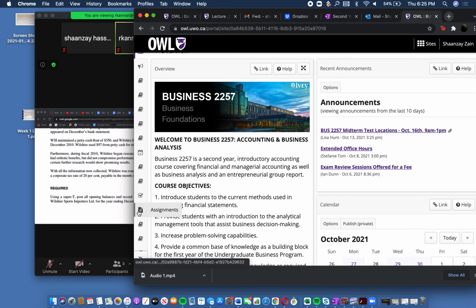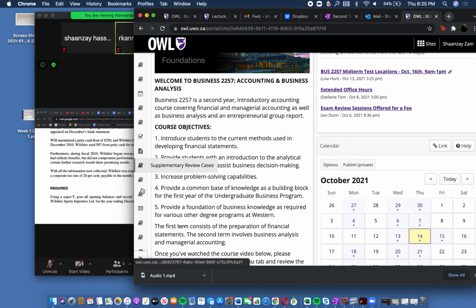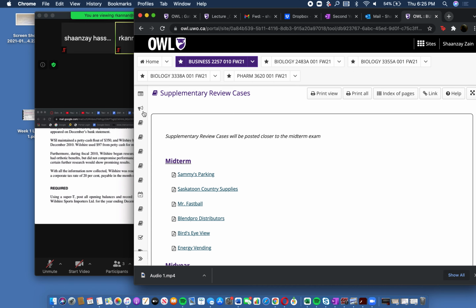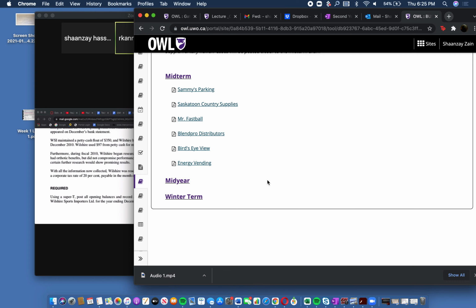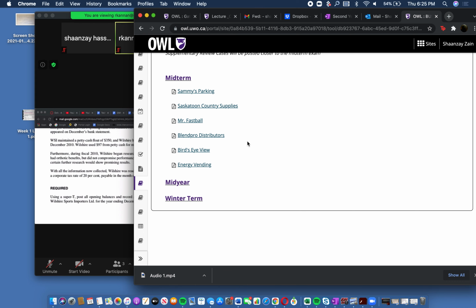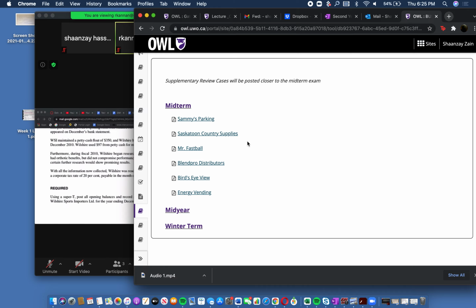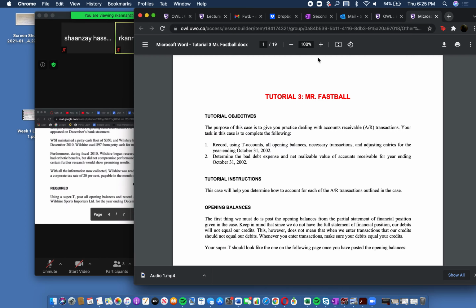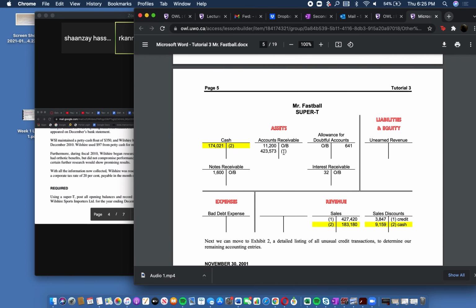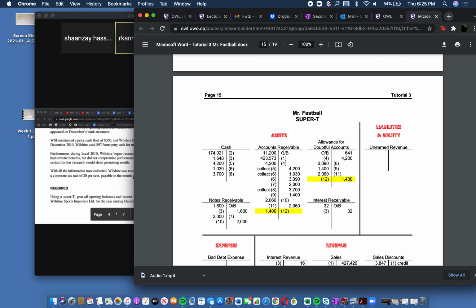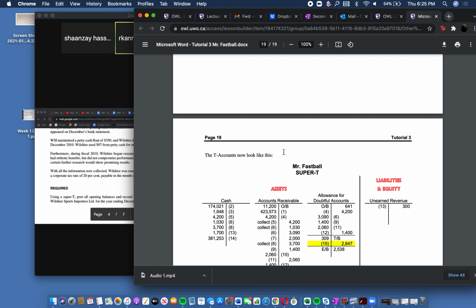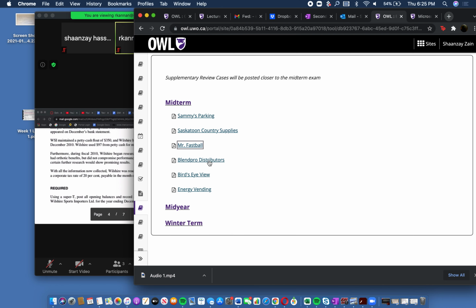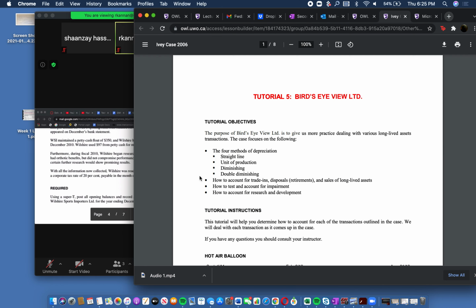Right now I'm thinking, can I take a look at the cases, the ones with the important concepts, because some of them might be pretty soft. Okay, so Mr. Fastball, that's one. Mr. Fastball's good. Energy Vending, that's a good one as well. Saskatoon Country Supplies, I haven't seen that. Do you mind if I open these just to see what concepts they have?